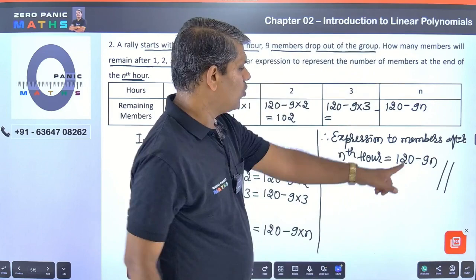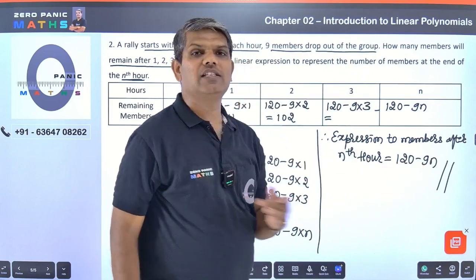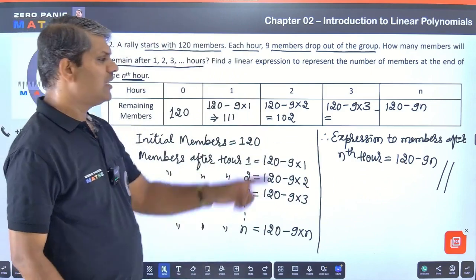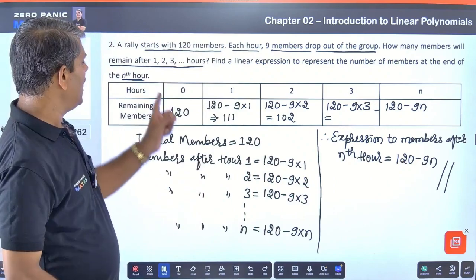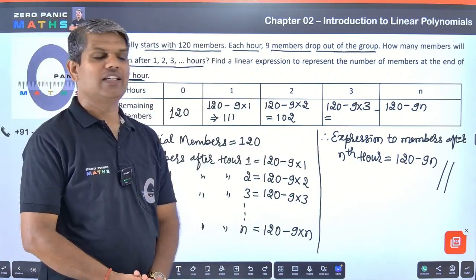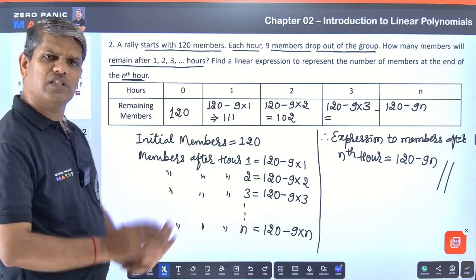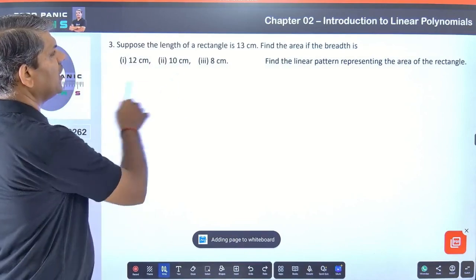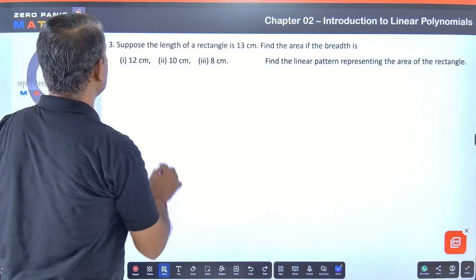And you can write that 120 is the initial members, 9 is the members dropped for every hour, and n is the number representing the hour. You have to write that. So this is the answer to this question. This is exactly similar to the previous question only. Now even the third question. Okay, now let us see.